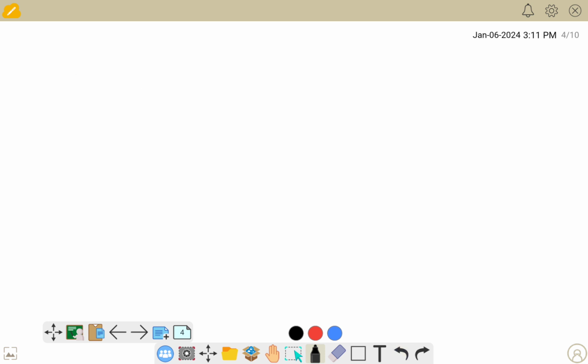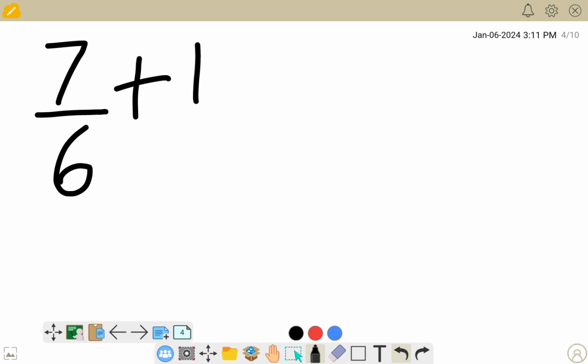Let's have a look at another example. 7 by 6 plus 1 by 2. What do you think is going to be the LCM in this case? Is it 12? No. Is it 2? No. It's going to be 6.